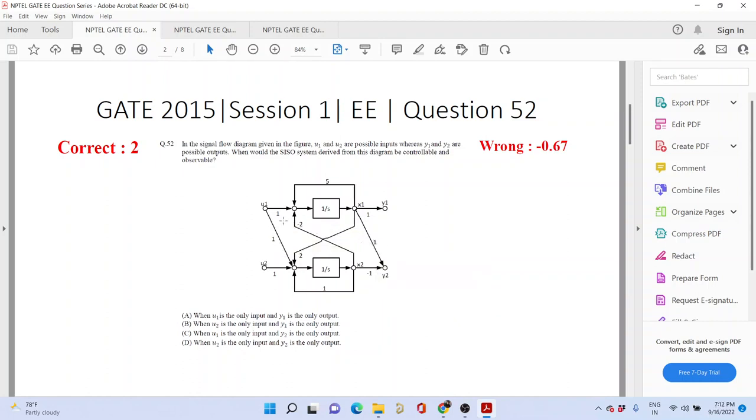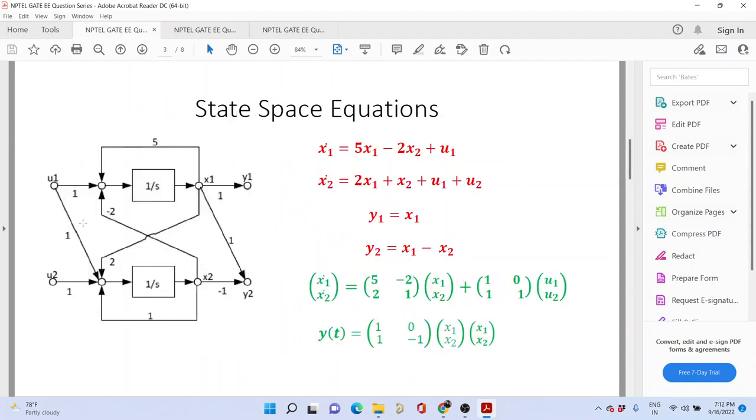You cannot jump to a conclusion just by looking at the direction of the arrows. You have to work out something. It's a 2-mark question, a lengthy question. So first, we will write the state space equation from the signal flow graph. You see this is x1, so this is the integrator over here. So this point must be x1 dot. So x1 dot is equal to 5 of x1 plus u1 minus 2 into x2. That is what I've written over here, the first equation.